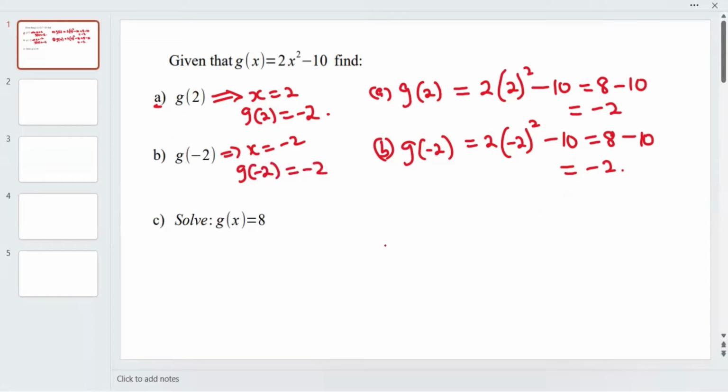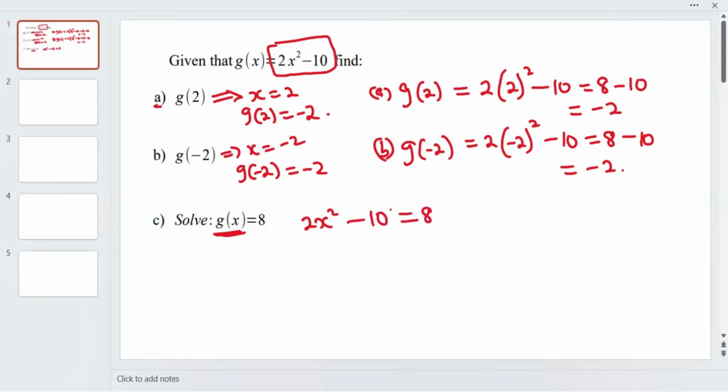Now, for the last question, we are asked to solve for the value of x for which the function that we are given, that is g of x, equals 8. So this means you go back. What is g of x again? That is 2x squared minus 10. So I say 2x squared minus 10 equals 8.